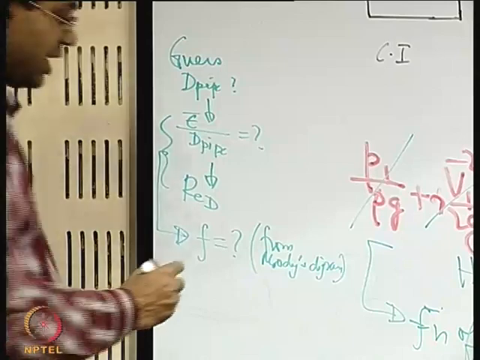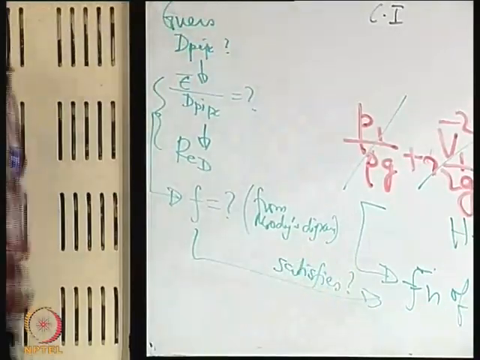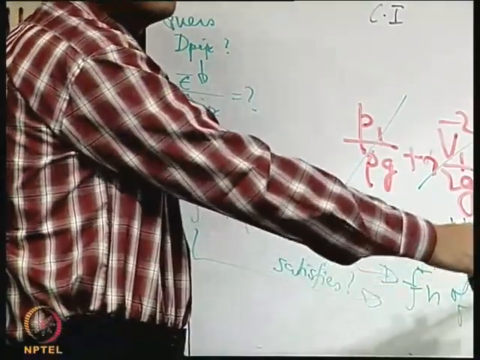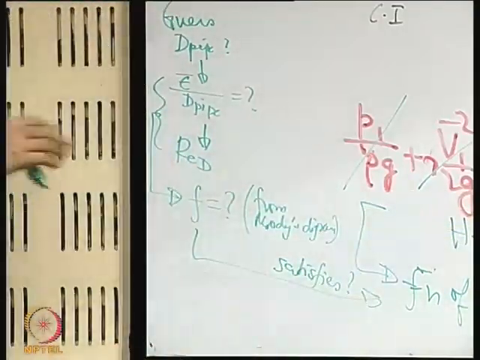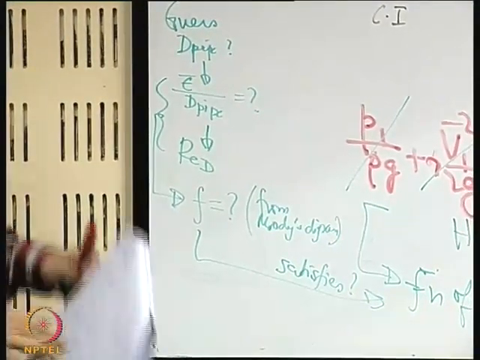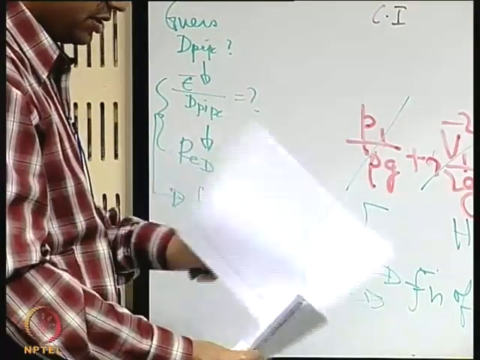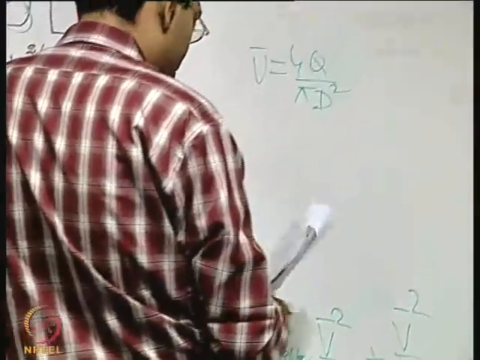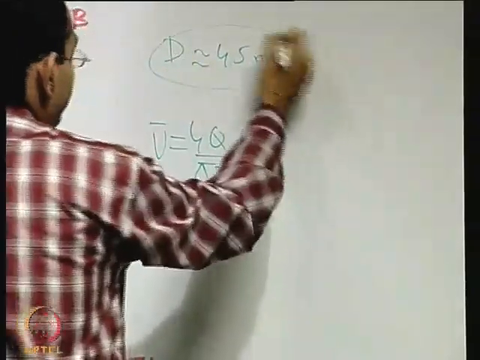You have to check whether this f satisfies this or not, because this equation is a function of f and d. So if you substitute d, you will get a value of f. If it does not satisfy, you have to go through this iteration process again and again till it converges. So let me give you the answer to this problem so that at least you can check whether answers are coming properly. For this one, the answer is the diameter equal to 45 millimeter roughly.